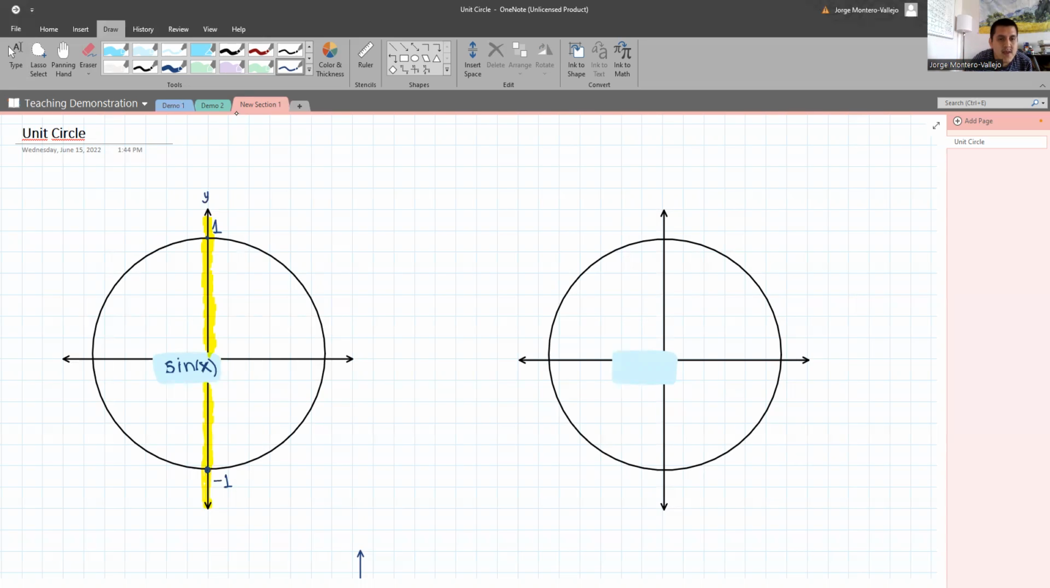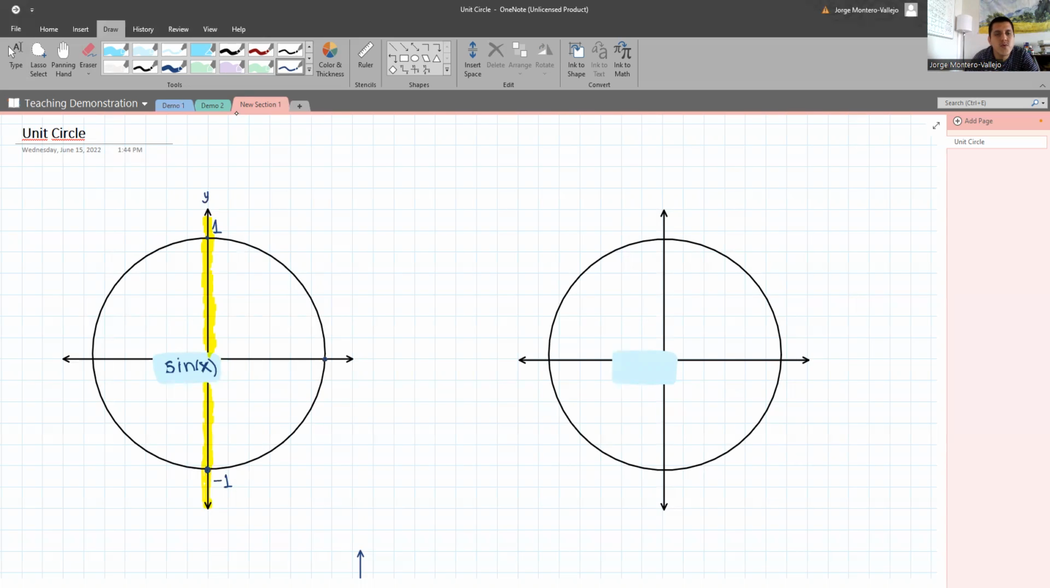All right, so what is the next thing that we want to do? Like I said before in class, we are only going to worry about the main angles between 0 and 90 degrees, including 0 and 90 degrees. So 0 degrees is here, and 90 degrees is here.